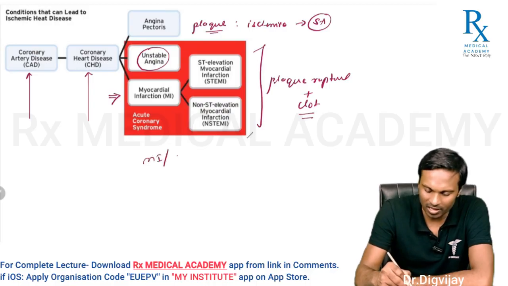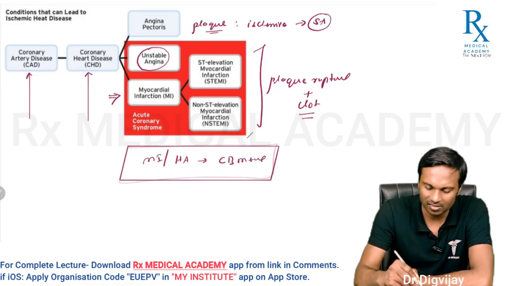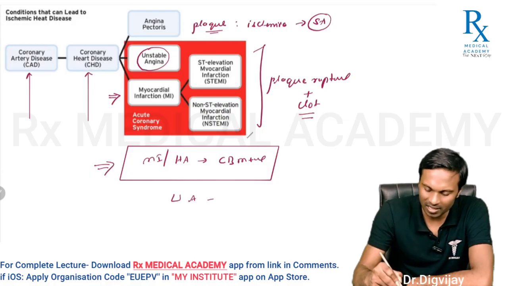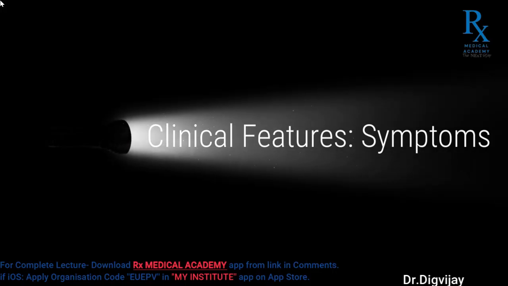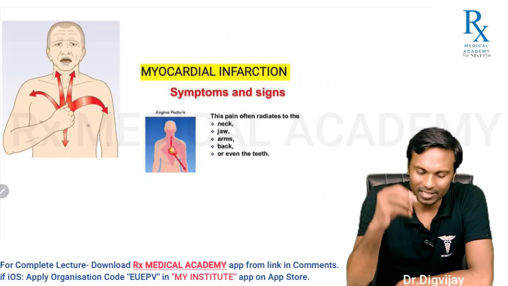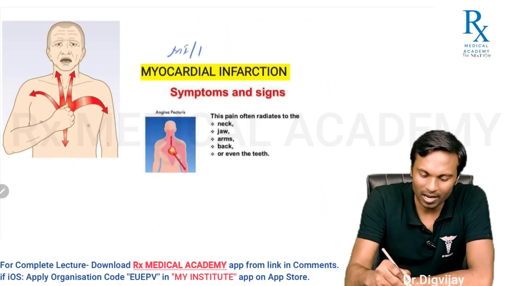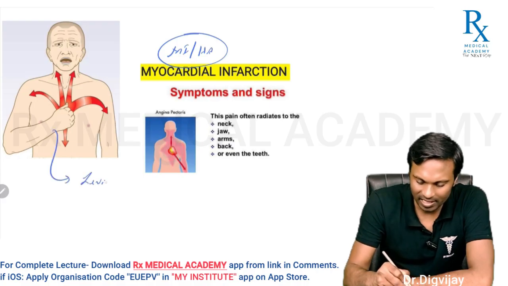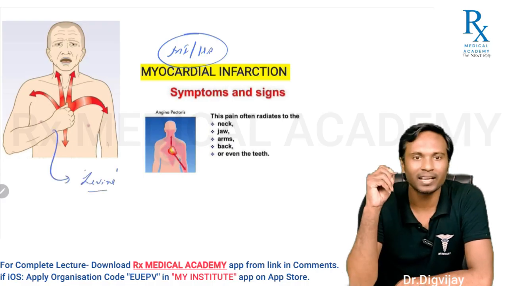And in case of myocardial infarction or heart attack, there will be increased cardiac biomarkers along with ECG changes. We have already understood all these things. Unstable angina along with myocardial infarction is known as acute coronary syndrome. Okay, let's study myocardial infarction or heart attack in detail. Let's appreciate this characteristic Levine sign which can be seen in both angina and heart attack.